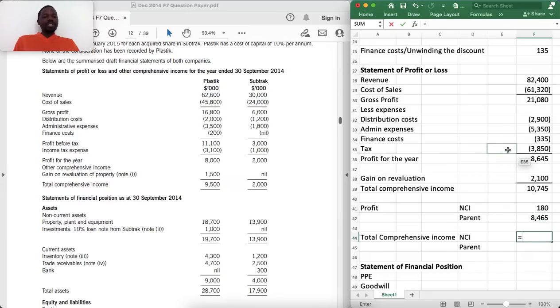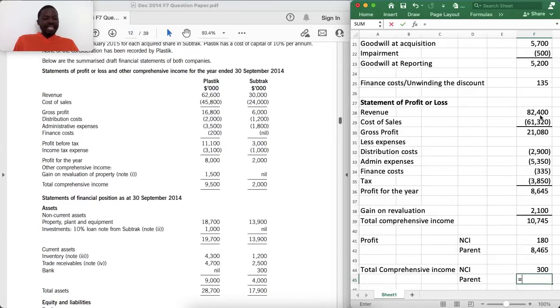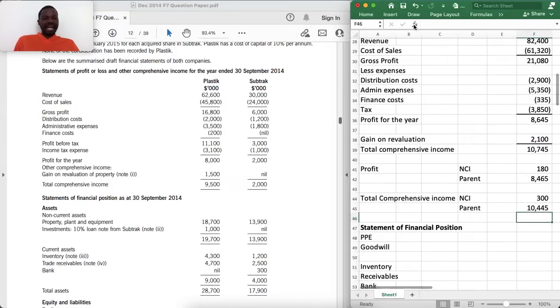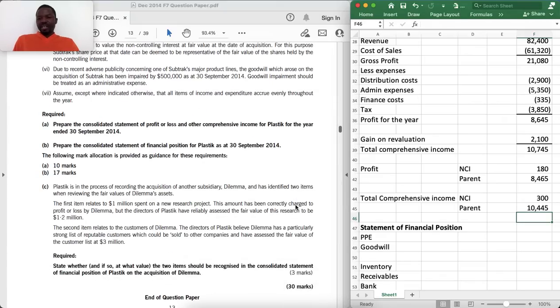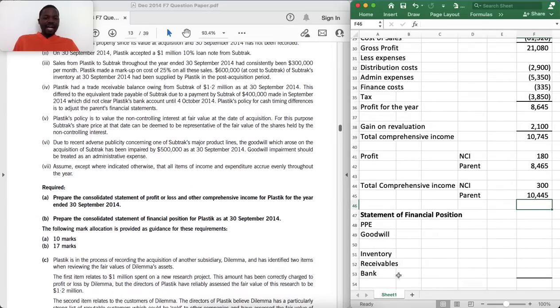Then the post-acquisition reserves, including the other comprehensive income, is 1.5. Then we multiply, 20% goes to the NCI. Then the difference, we say total comprehensive income less what goes to the NCI. The difference goes to the parent, like that. We are finished with our 10 marks. Then we now march on to the statement of financial position to get ourselves 17 marks.